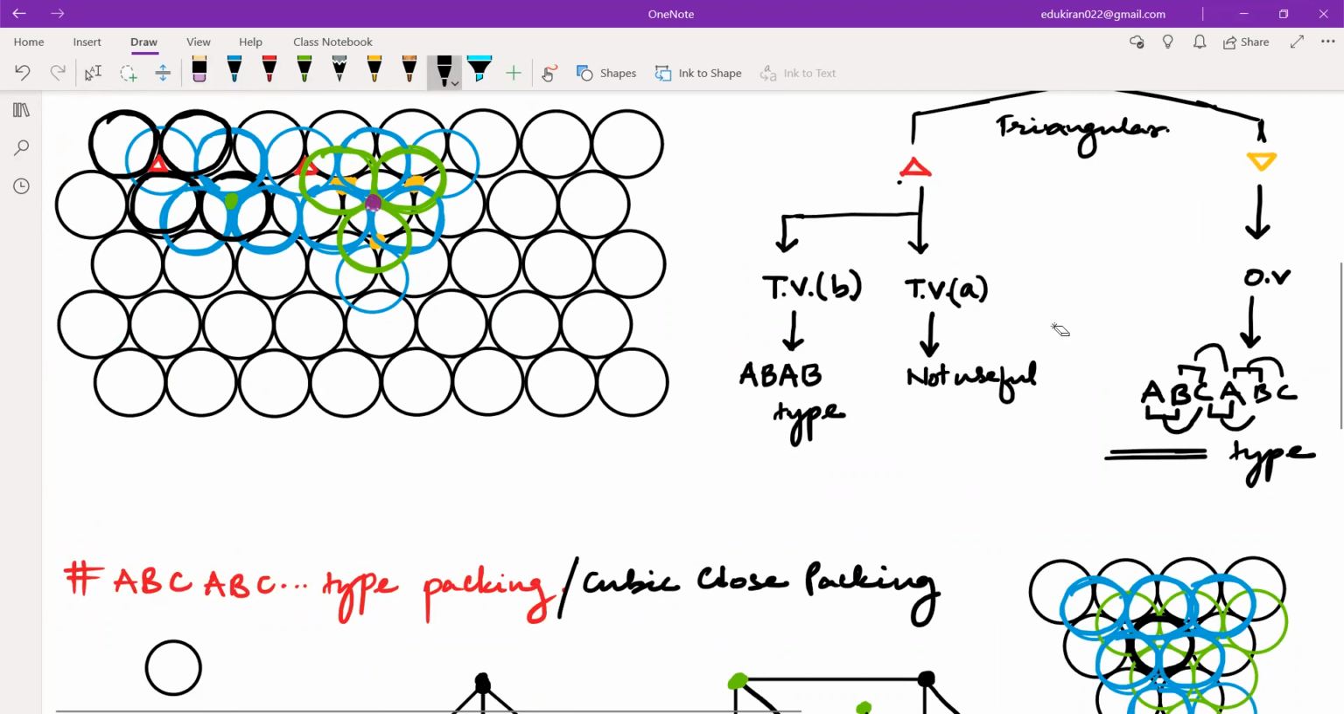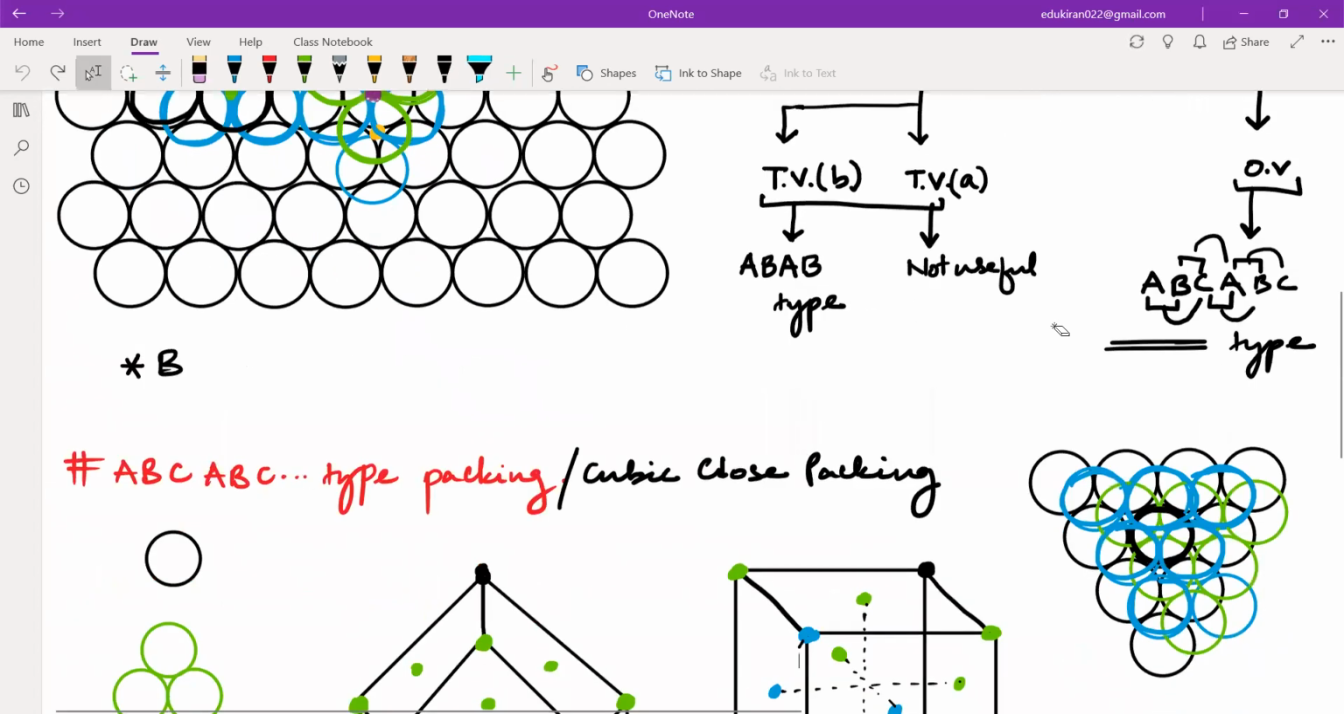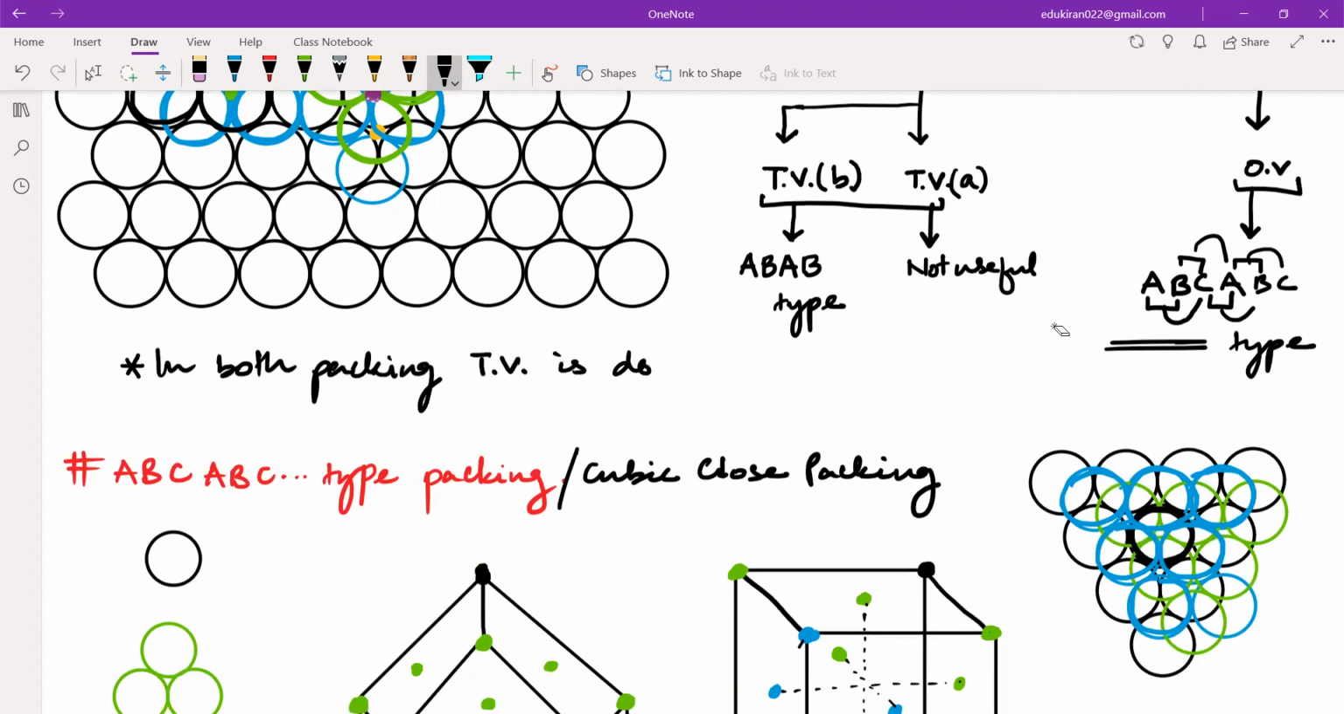One more thing I wanted to point out in this whole ABAB type and ABC type packing: you can see that there are two tetrahedral voids and one octahedral void. So also write one more point here if you have some space. In both packings, TV is twice of OV.